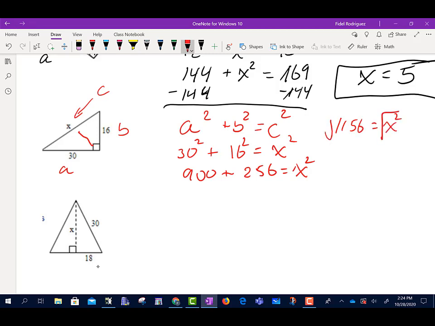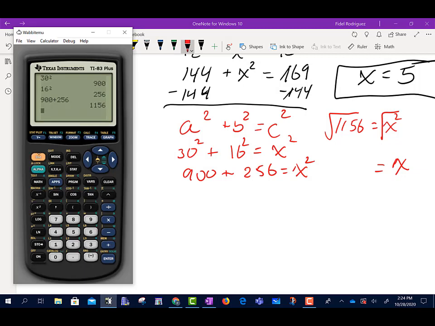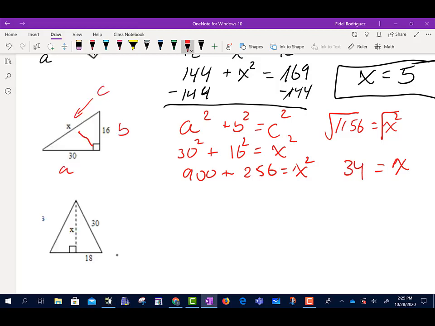Now we're going to take the square root on both sides. Let me grab my calculator again. I want to take the square root, so I'm going to go second. There's my square root right above the x squared, of 1156. Close off my parentheses, hit enter, and we're coming up with 34.